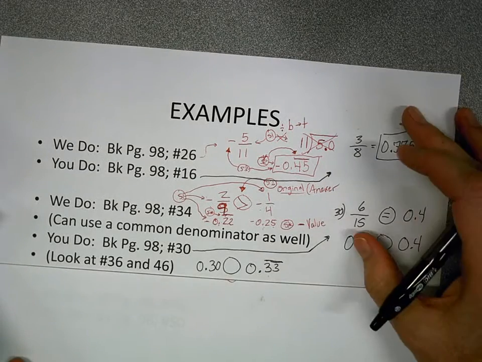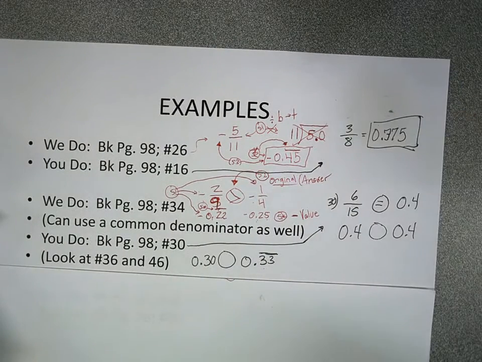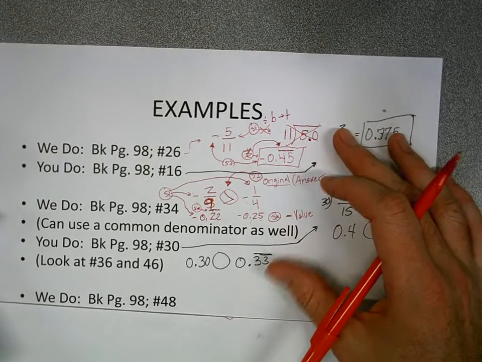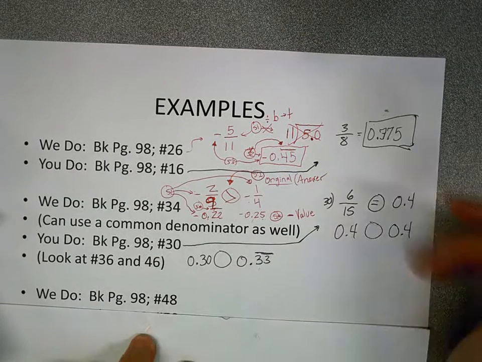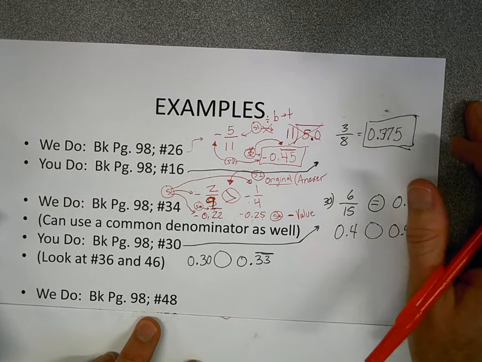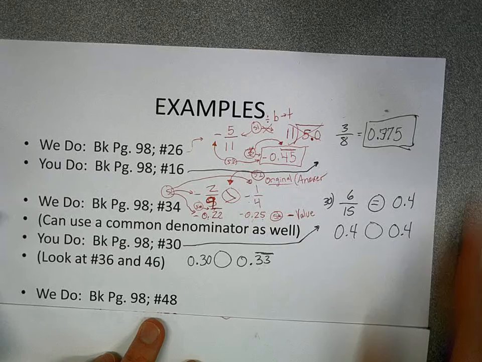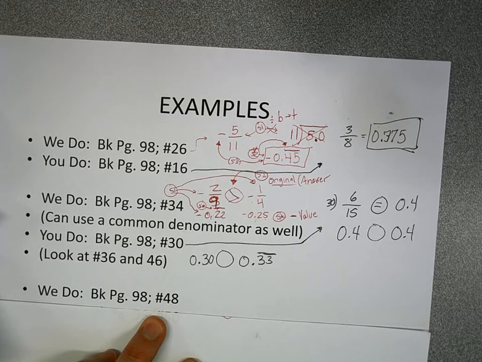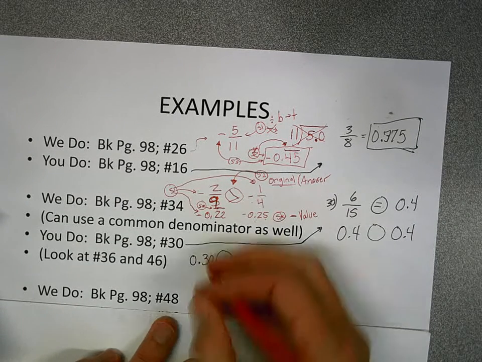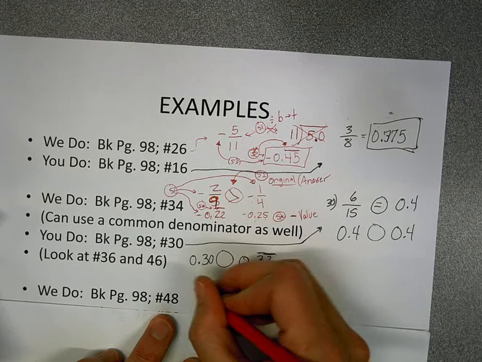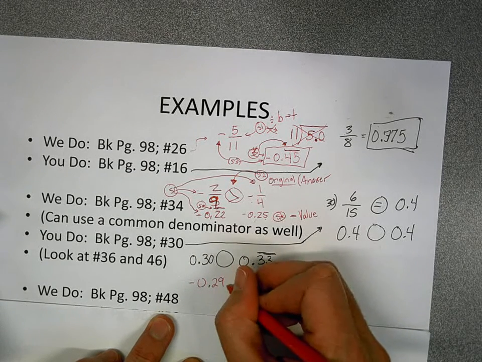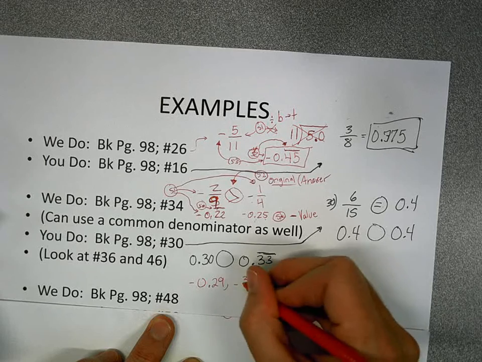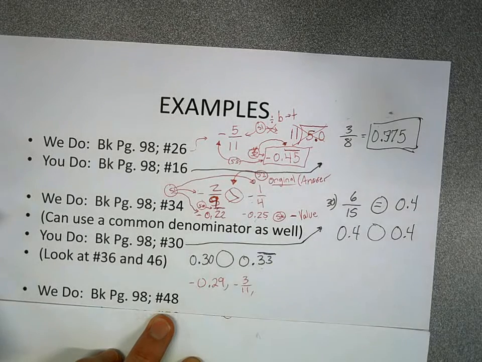Okay, here we go. One more type of problem. Let's take a look at problem 48. It's basically what we've been doing, but it's three numbers instead of one. Number 48, they're giving us negative 29/100, negative 3/11, and negative 2/7.